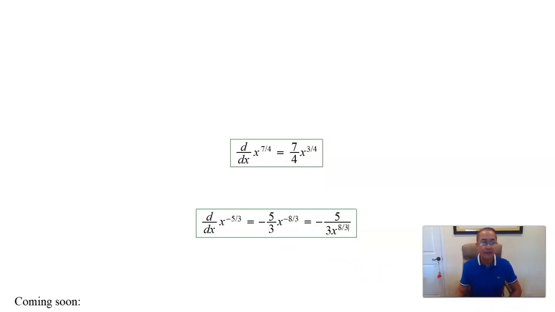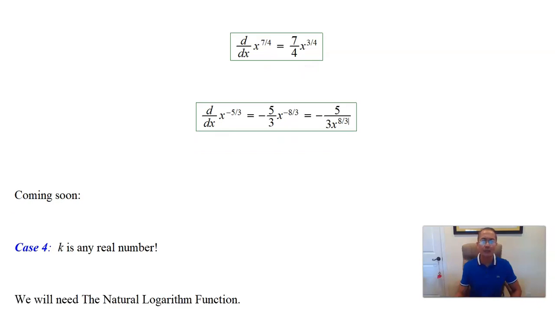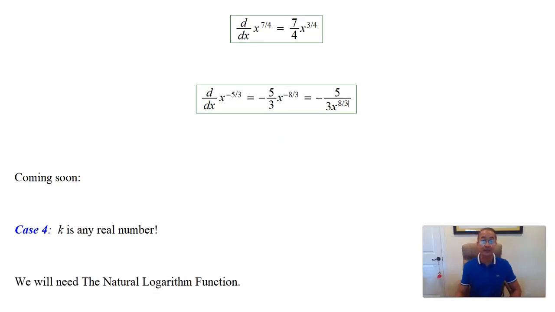All right, excellent. So coming real soon, we don't know why this rule is still true if k is any real number. So what if you had x to the square root of 2? What does that even mean? So we are going to see that in our next video when we talk about the natural logarithm function. And we will see exactly what kind of meaning we can give to the expression x to the power square root of 2.